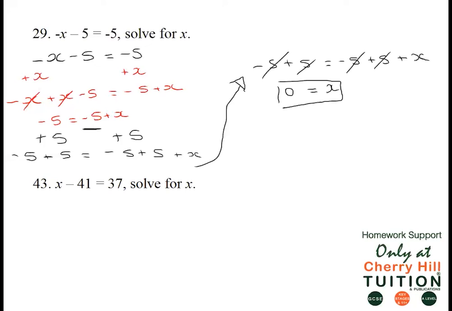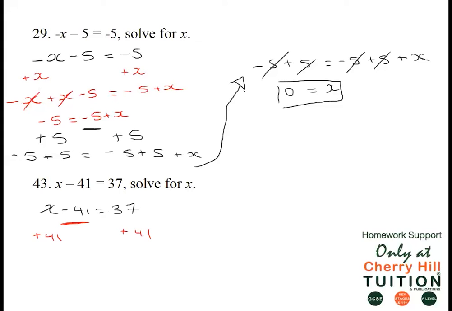Okay, so question 43, we have x minus 41 is equal to 37. Hopefully you would have realized that the only thing stopping the x from being on its own is this minus 41. So in order to eliminate this minus 41, we need to add 41 to both sides.